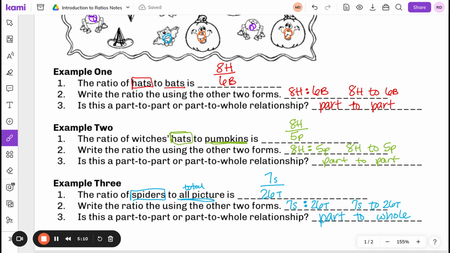So again, the big thing with ratios is they are a comparison of two things. The order needs to match the words in the question, and labels help you keep all of your information straight.